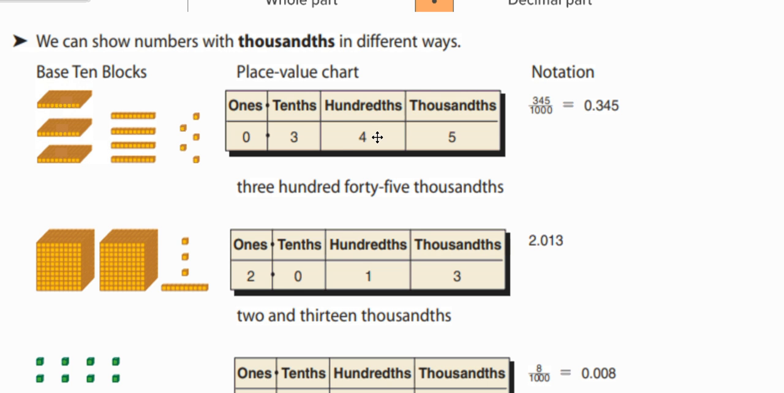I can also use a place value chart. So this number would be 0.345. We can say it out loud or write it in words, which would be 345 thousandths, or we can write it as a fraction and a decimal. So 345 over 1,000 and 0.345. Now, if you're thinking about some of the other things we've done when we wrote fractions as decimals, if I had it over 10, I would write that number in the tenths. If I had it over 100, the top number would be written into the hundredths. And for thousandths, it works the same way.